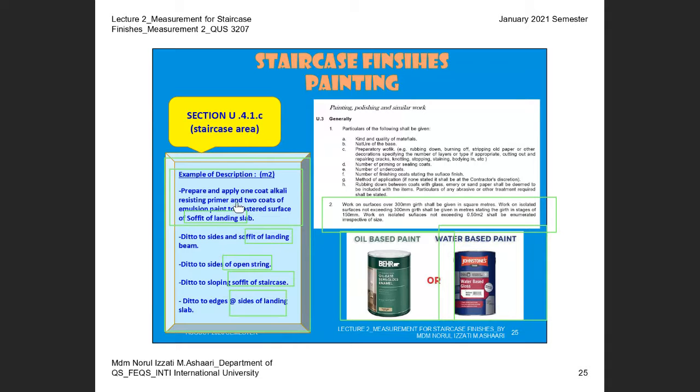The layers, or how many coats, I think had been highlighted in the construction technology class. You need to know that there is a primer and 2 finishing coats. So basically, there are 3 coats. If you are the QS working in the contractor, this is something that you have to check, whether the worker really applies 3 coats or 3 layers.